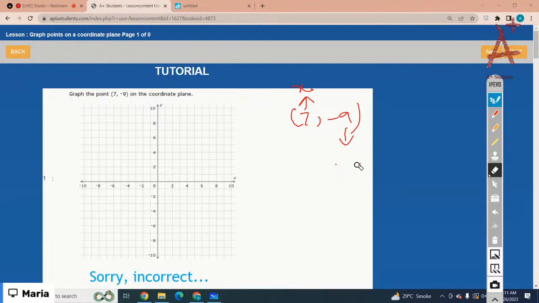So that means the x coordinate is 7 and the y coordinate is -9. Here is the x-axis. X is 7 and y is -9. You can see y is negative here. That means the point must be in this quadrant. So x is 7. This is 7. So you have to make a point in front of 7 and -9. So here is -9.